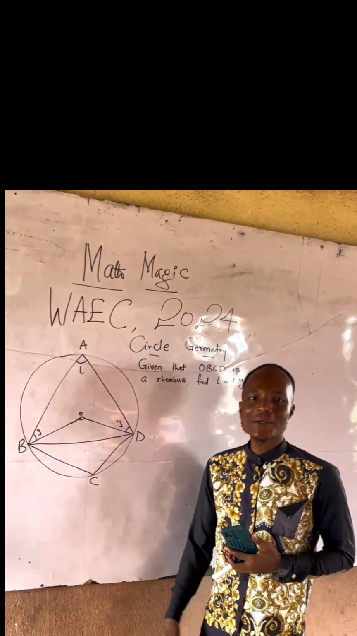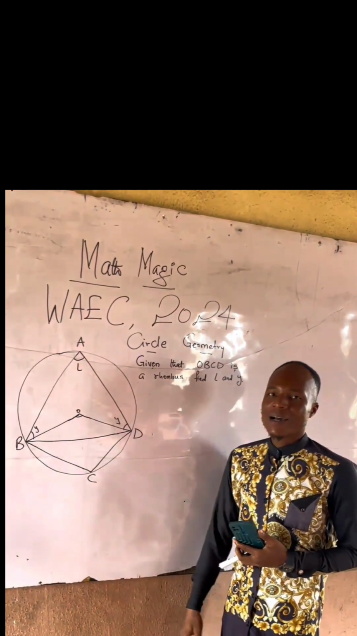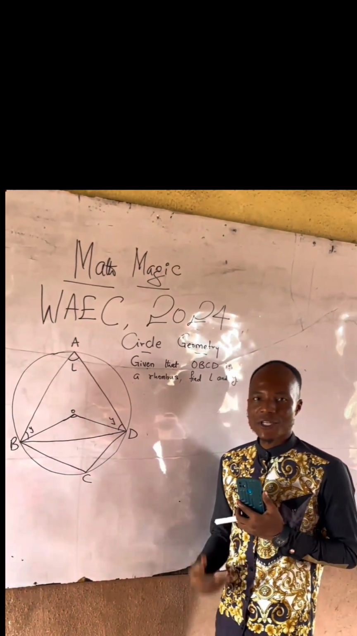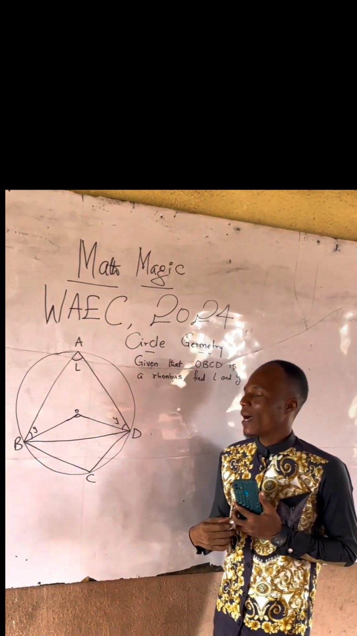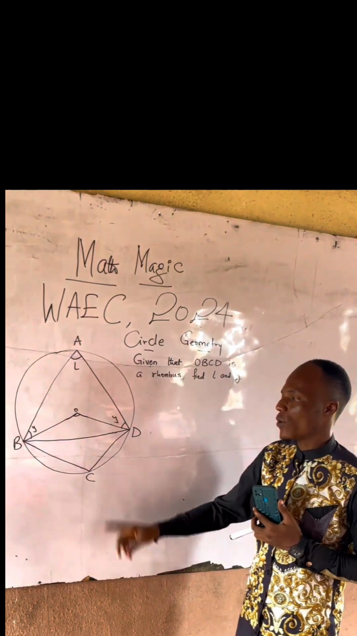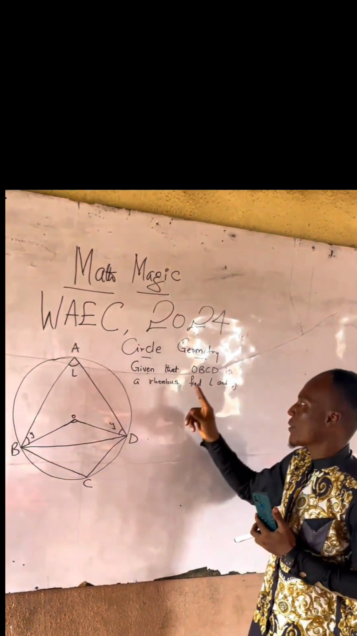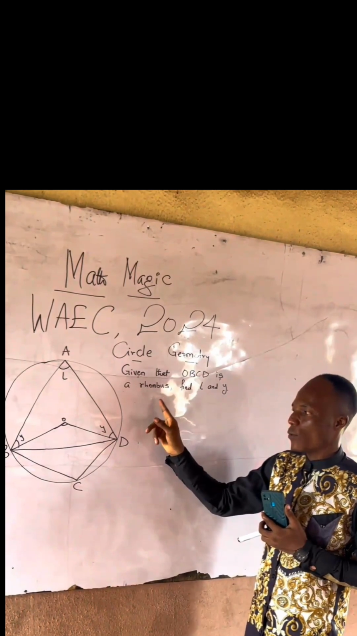My name is Matthew Samuel Zion, and today I have here the WAEC question for 2024, a circle geometry question. If you observe, there is no number at all in it. All we have is y and L, and you're given that OBCD is a rhombus.